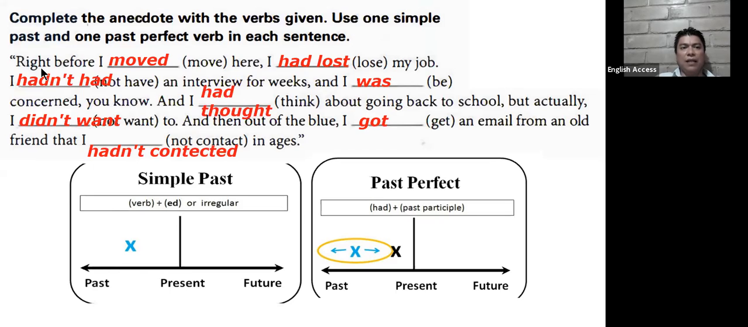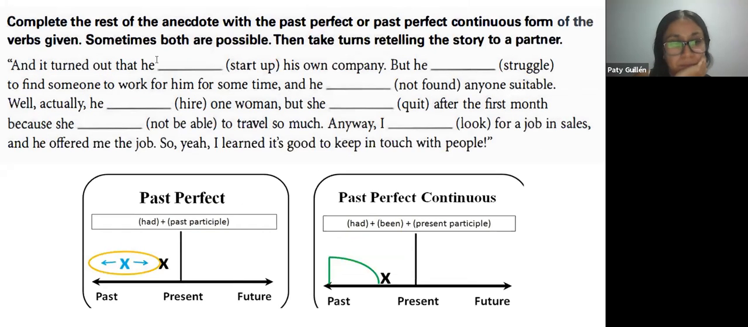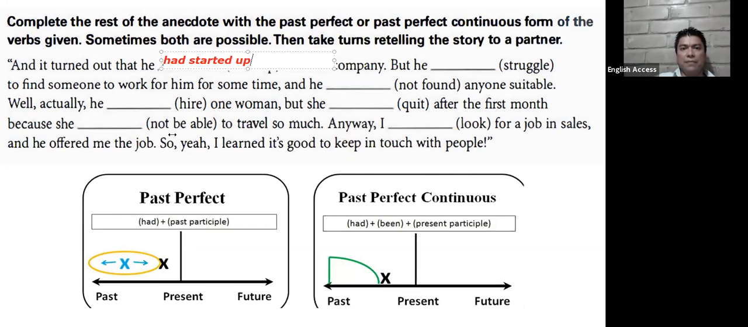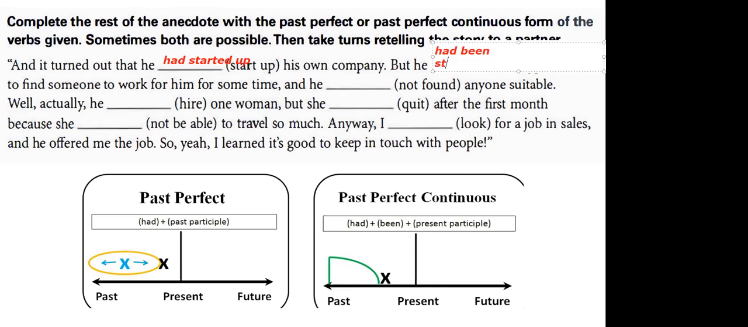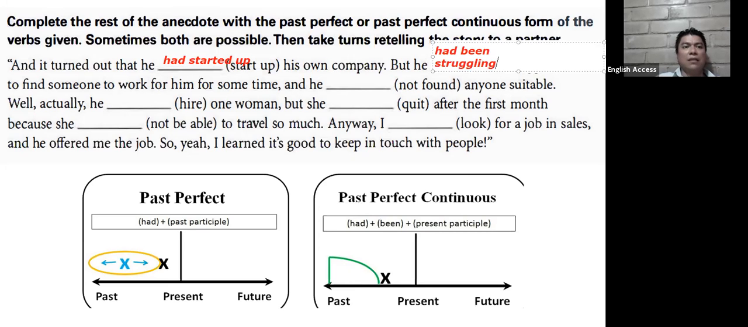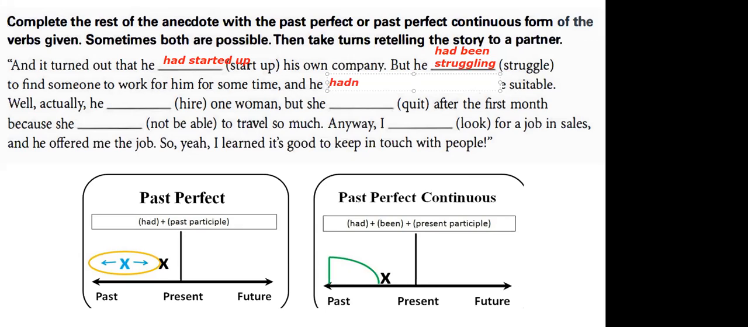The next one. It turned out that he had started up his own company, but he had been struggling to find someone to work for him for some time, and he hadn't found. Hadn't found. Very good.